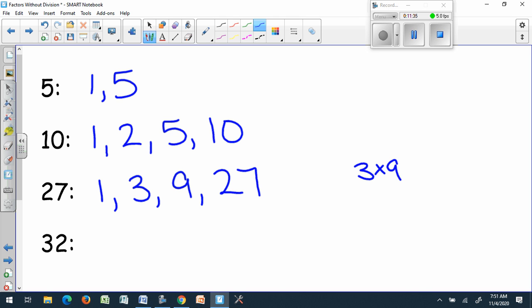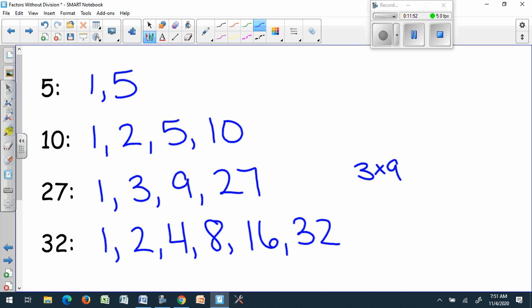And then my factors for 32, that was a little bit trickier. 1, 2, 4, 8, 16, 32. The 2 times 16 was the tricky one because you might not have known that. Okay, great job learning factors.